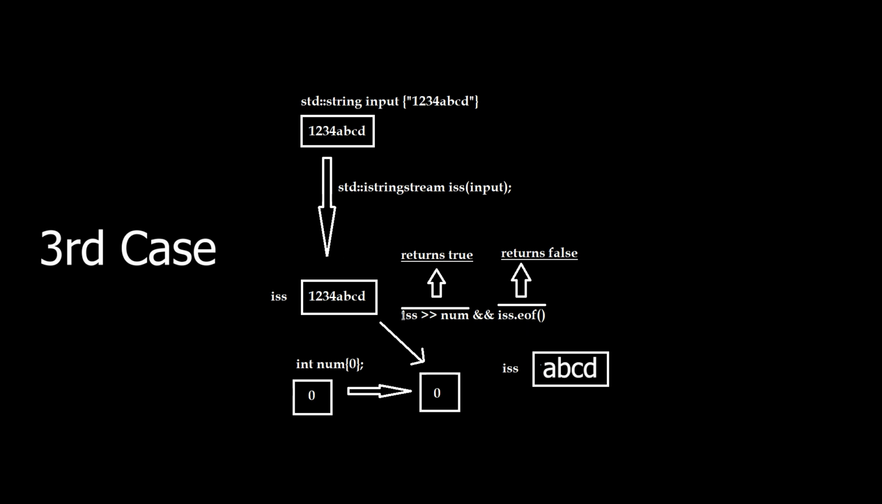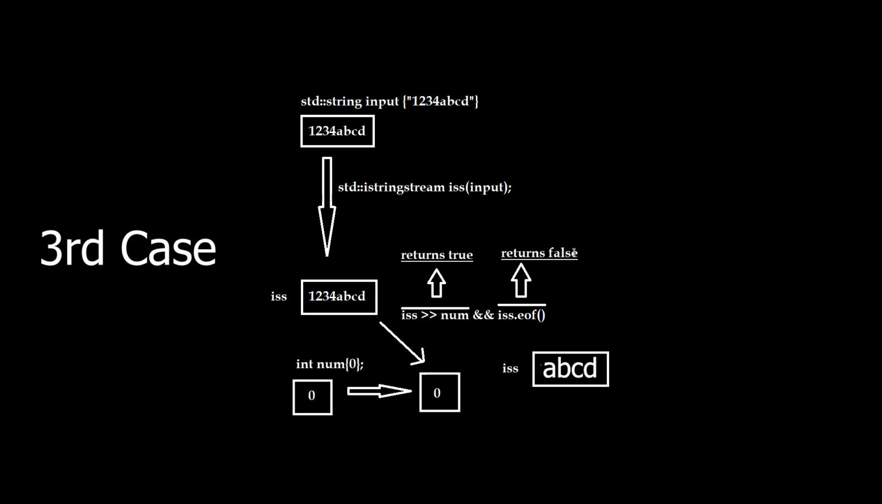So for example, if iss into num is successful, it returns true. Say your num variable is going to be 1, 2, 3, 4, and your iss is going to contain ABCD. Then iss.eof, or end of file, is going to return false, because iss contains ABCD and it's not empty. But in case we just enter integers, this one is going to return true, and iss.eof is also going to return true.